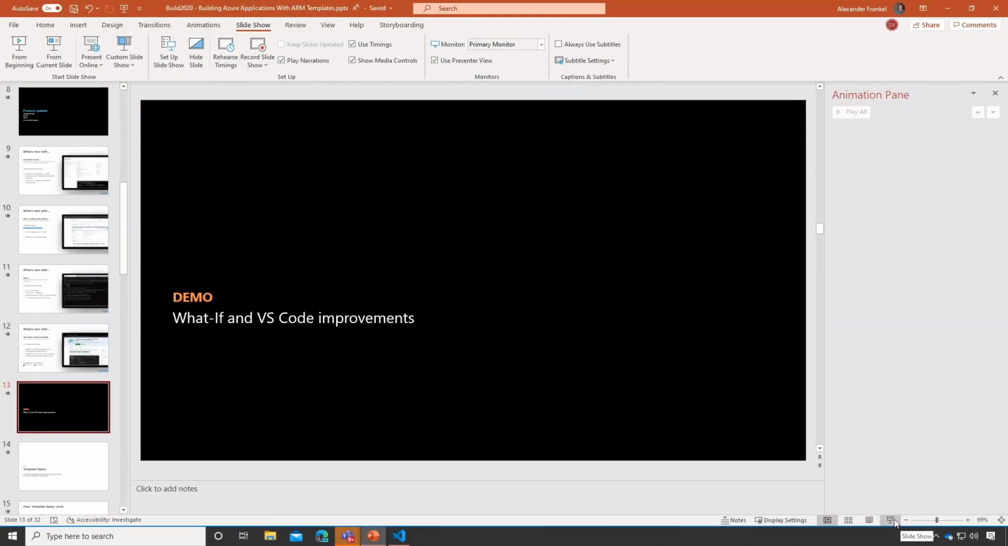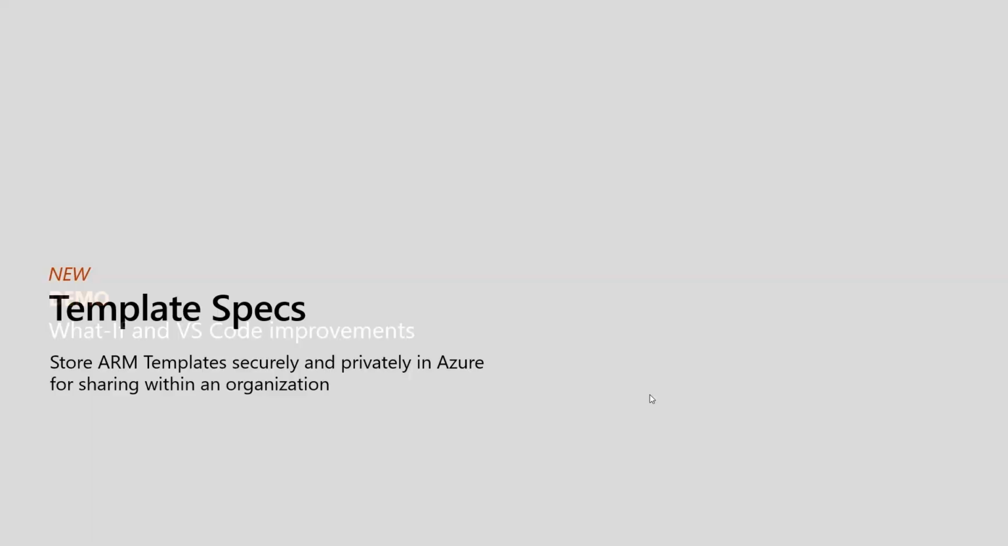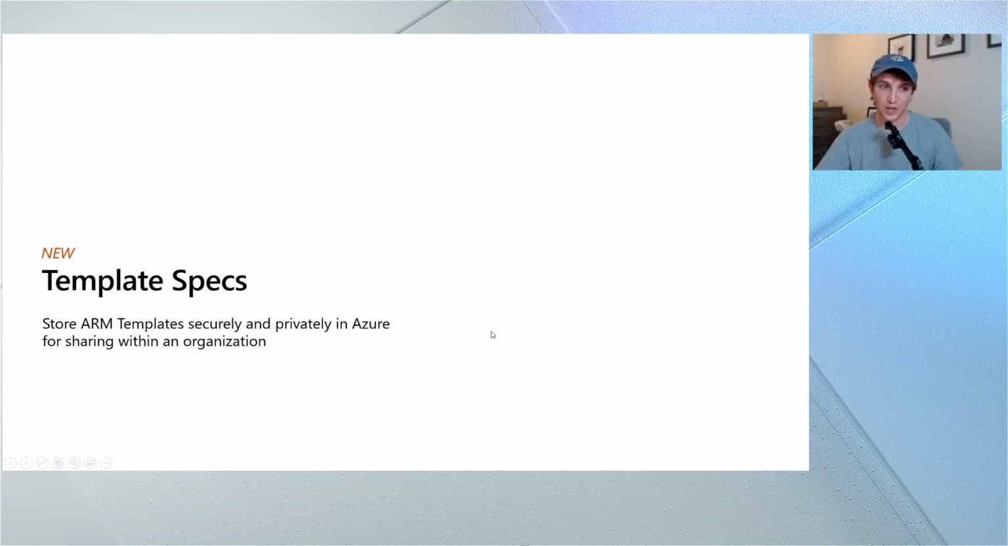So that is what-if and VS Code improvements, which you should definitely go check out. And now we're going to talk about something new, template specs. So template specs are all about taking the ARM templates that you already have and making them available within Azure so that you can share it throughout an organization. So we know sharing ARM templates is really important. You might have canonical templates that you want other teams to consume, and template specs is the way that we're going to make that happen.